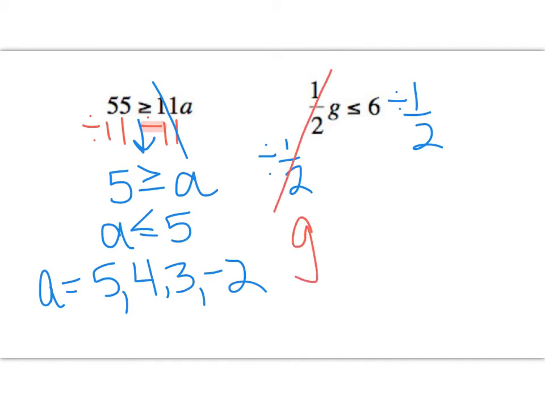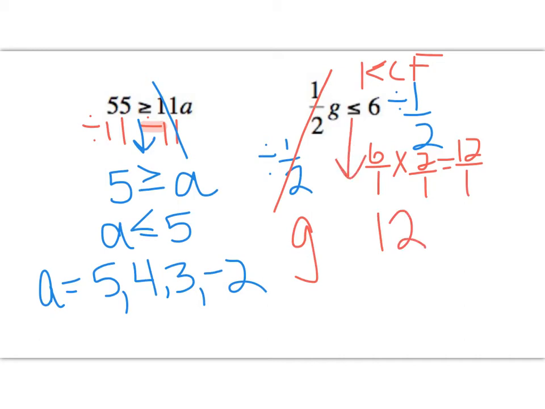I can do keep, change, flip here to figure out my answer. Keep 6, 6 over 1. Change the division to multiplication. Flip the 1 over 2 to 2 over 1 and multiply. 6 times 2 equals 12. 1 times 1 equals 1. So this actually equals 12. Bring down my sign. G is less than or equal to 12. So G could be anything less than 12 or equal to 12. So it could be 12, 11, 10, and so on.